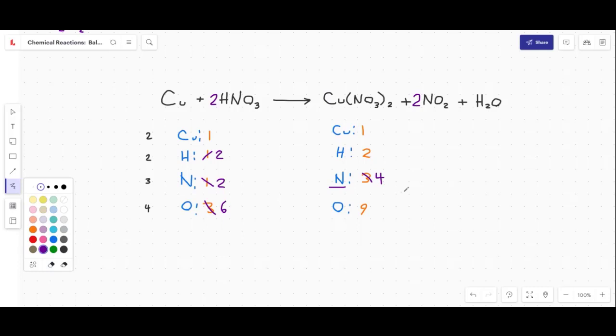And what else changes by putting that 2 in front of the NO2? It changes your oxygen count to 11. I have 6 oxygens here, and 2 times 2 is 4, plus I have 1 from here. That gives me a total of 11 oxygens. So now I can go ahead and balance the nitrogen. So what do I do to balance the nitrogen?